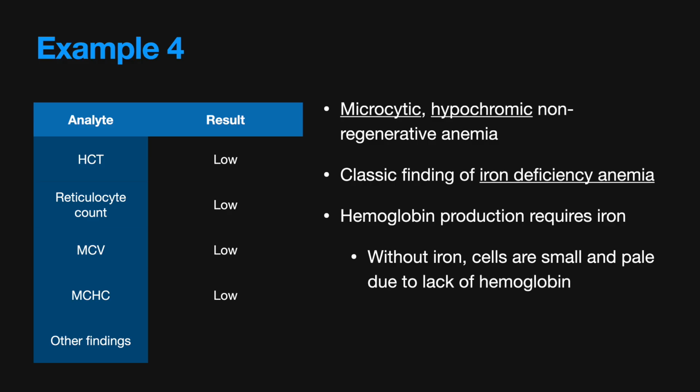This case has a microcytic, hypochromic, non-regenerative anemia. This is the classic finding of iron deficiency anemia. This occurs because hemoglobin production requires iron, and without iron, the cells are going to be small and pale due to the lack of proper hemoglobin formation.